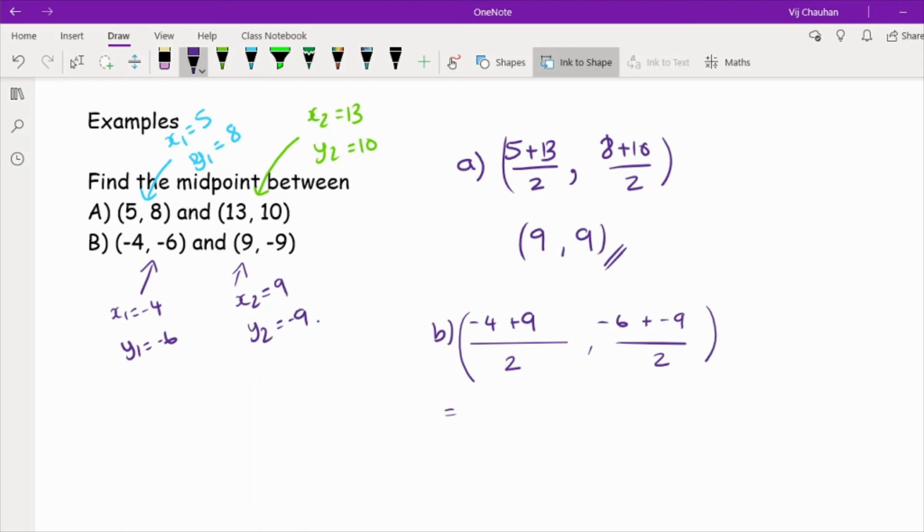So here we've got minus 4 plus 9 is 5, and so we've got 5 over 2. And minus 6 plus minus 9 is minus 15, so it'll be minus 15 over 2. Now obviously I could write this as 2.5 and minus 7.5, but we're going to leave it as fractions because there is no need for us to go to decimals.